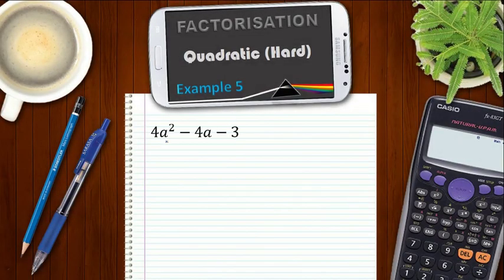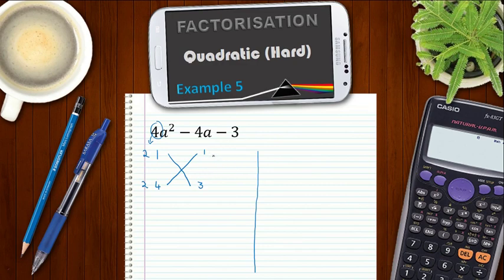Our first example is 4a squared minus 4a minus 3, and in this case we've got a coefficient in front of a squared. So the first term has a coefficient. Now there's two methods of doing this, and we'll do both of them. Let's start off with the first method. We draw an x, and we list all the factors of 4 on the one side. So we've got 1 times 4 and 2 times 2, and on the other side we list the factors of 3. So 1 times 3, and that's the only factors there.